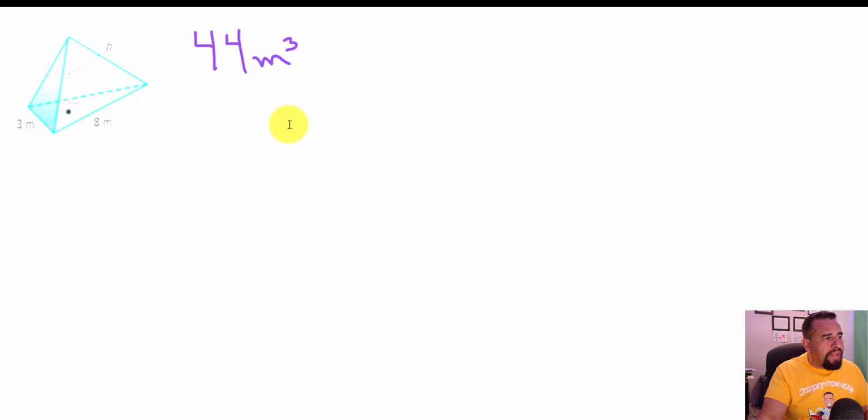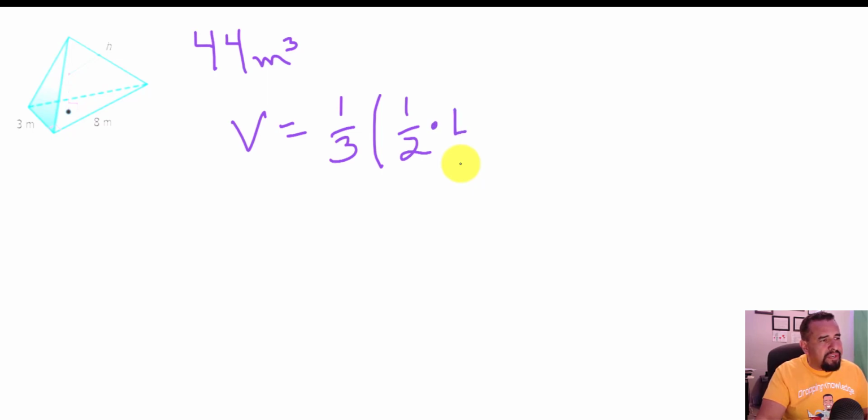So notice our formula is volume equals 1/3. This is a triangular prism. So we're going to multiply times half times the base, which I like to use length times width, right? And then all of this times the height. That is our formula. I hope you're writing that down. Write that down. Pause the video.